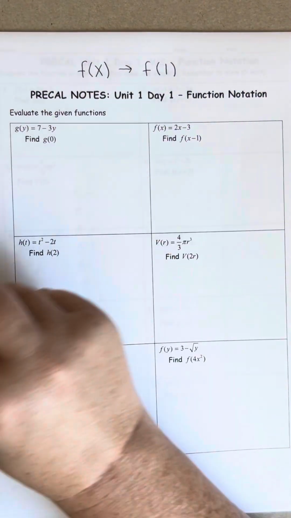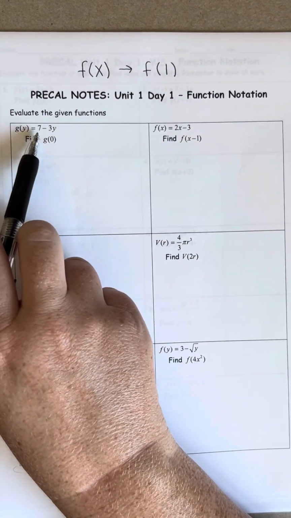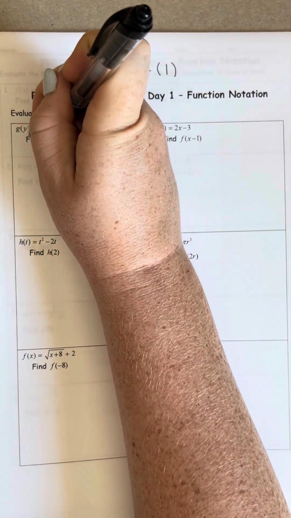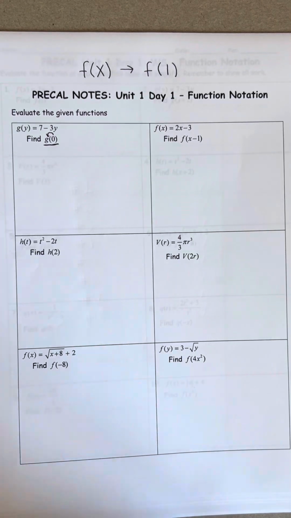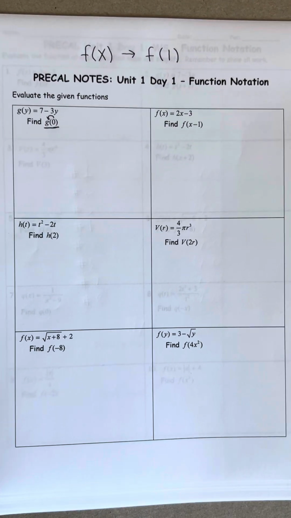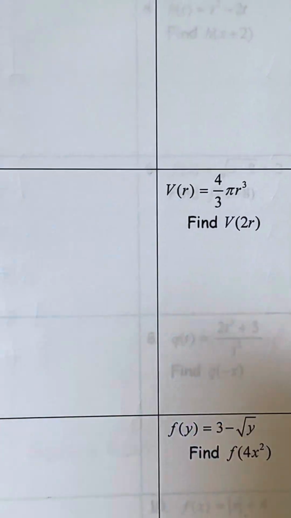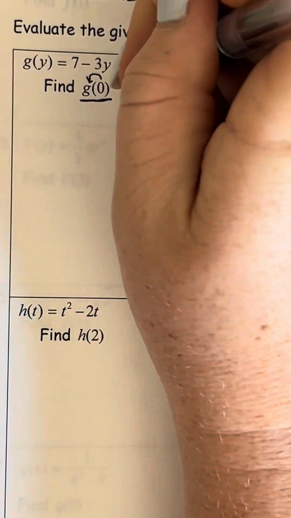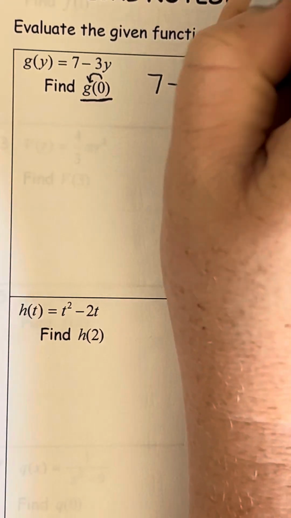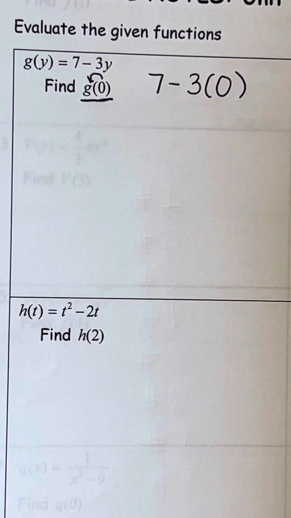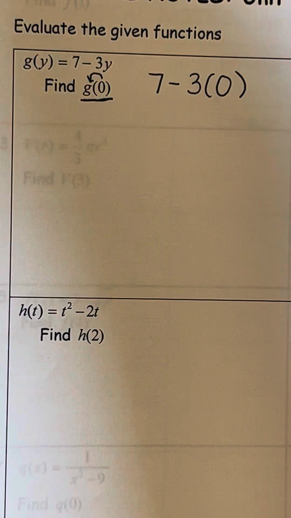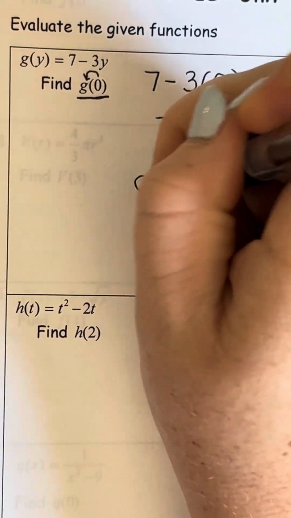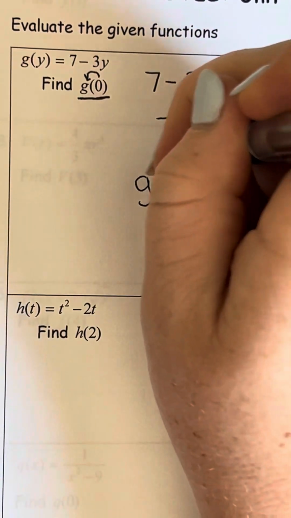So this first one, we have g of y is equal to 7 minus 3y, and then it's asking you to find g of 0. All right, so that's saying take 0 and plug it into that g equation. Let me just zoom in just a little bit for you guys and readjust. Okay, so that means we're gonna plug it in. 7 minus, we're plugging it in for y there. This is obviously equal to 0, so we would say that g of 0 is equal to 7.